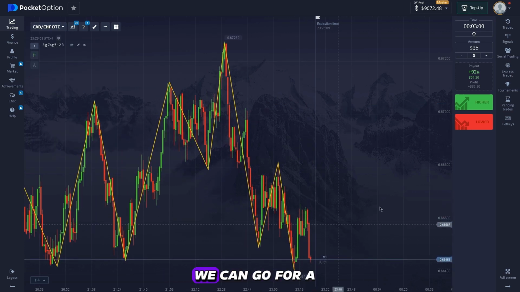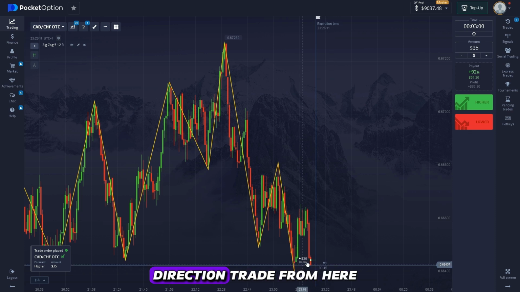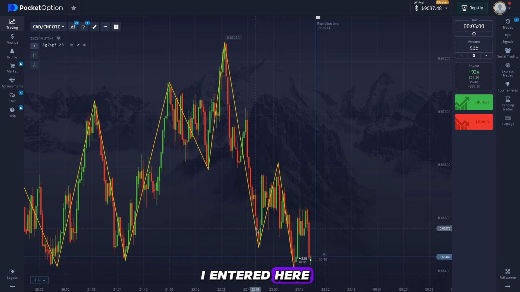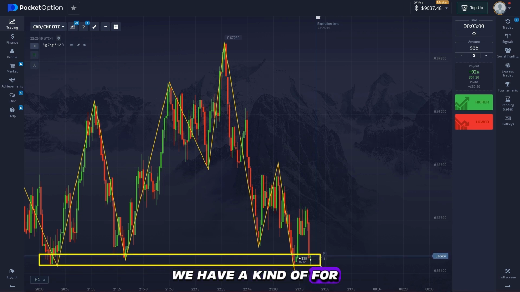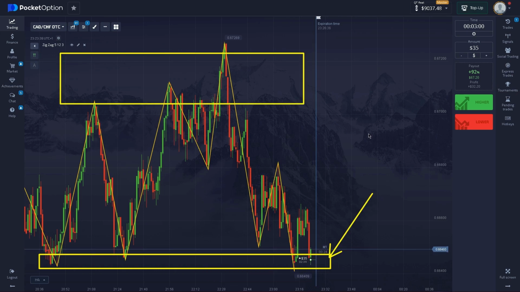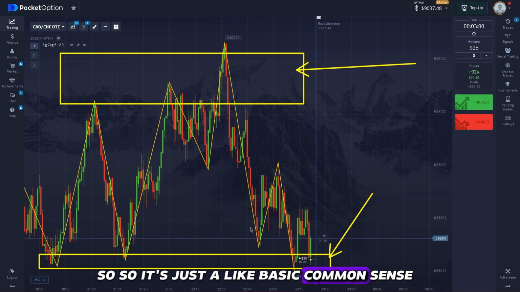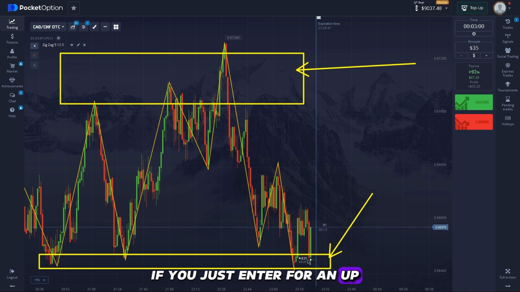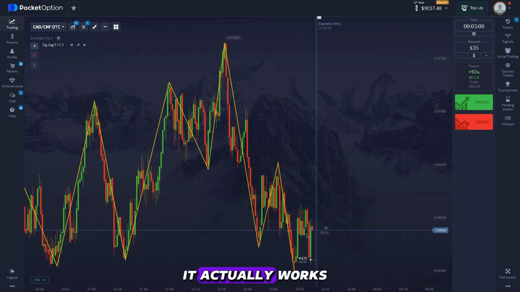As you guys can see, we can go for a 3-minute up direction trade from here. I entered here because, as you can see, we have a kind of zone in here. We have our demand zone in here, and we have our supply zone in here. So it's just basic common sense. If you enter for an up direction trade from somewhere around here, that seems to be working a lot of the times. As you can see, 1, 2, 3, 4. So yeah, it actually works.